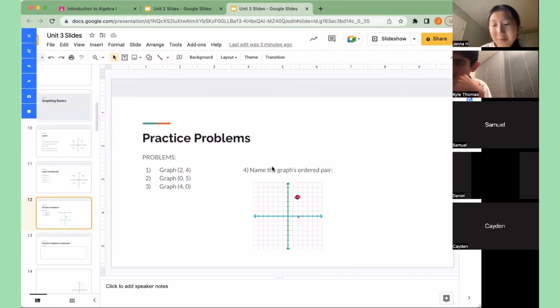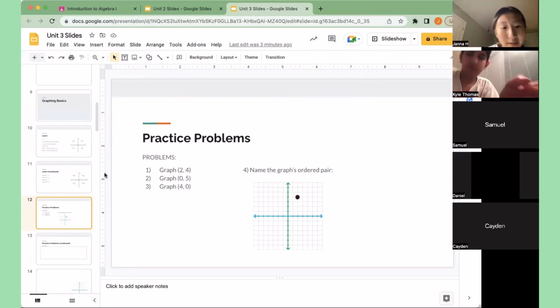As you can see, number 4 says name the graph's ordered pair. We kind of just did that. It's (2, 4). So why don't you guys graph number 2 and 3, and I'll give you like 1 minute to do that. And then hold it up to the screen, or you could just check your answers with me.